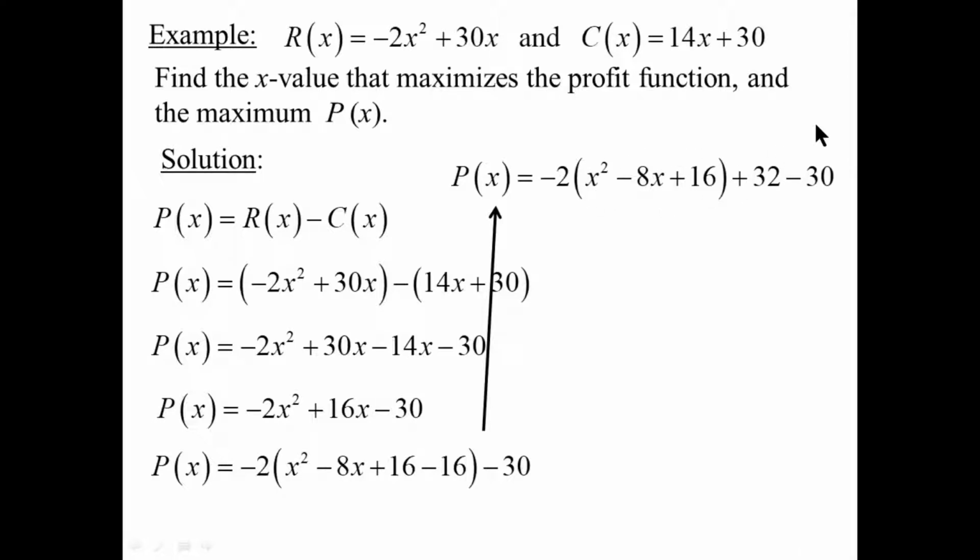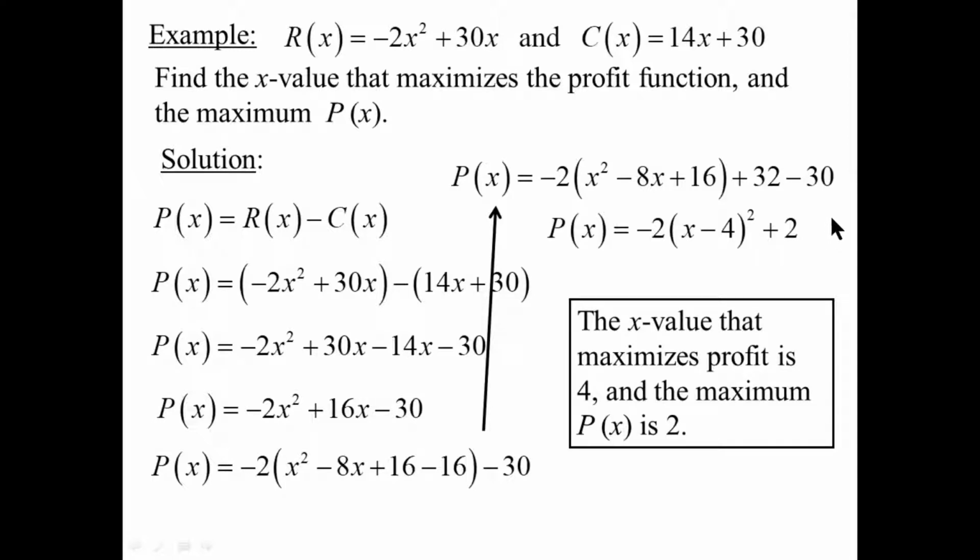We can repackage this square here as x minus 4 squared, and meanwhile 32 minus 30 is 2. And we can check our work. Squaring a binomial, x squared, double the product, so that's minus 8x, and then plus the square of 4, which is 16. And we can make this statement. The x value that maximizes profit is 4, x at the vertex. And the maximum profit itself is the y value at the vertex, which is 2.